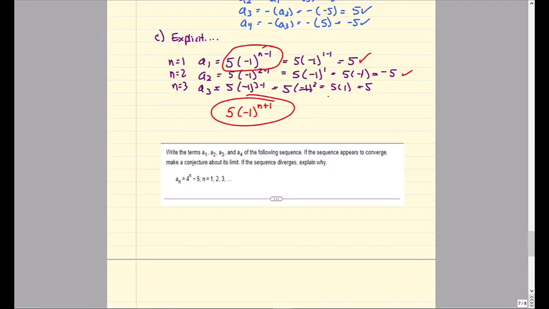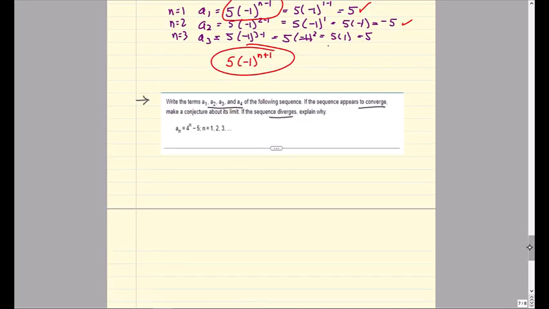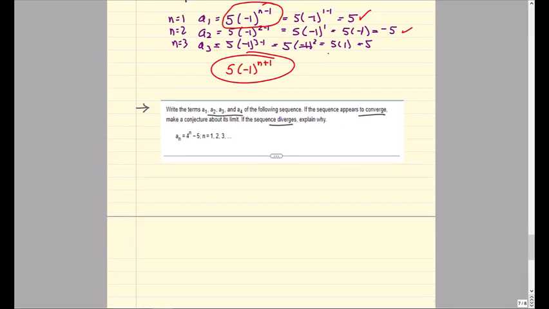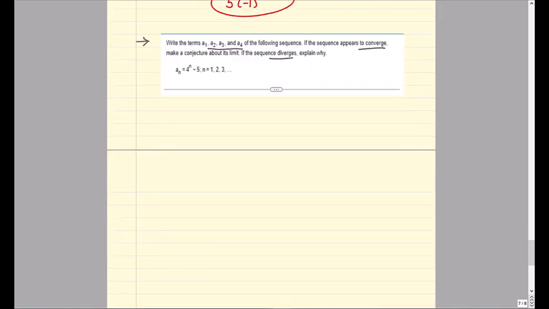Well, for this problem, we're given the sequence producing function, and we're asked to find the first 4 terms, and we're trying to decide if the terms of the sequence appear to converge or diverge. Okay, so we have to have an explanation there. Well, let's go ahead and start by working out the first 4 terms. So a sub 1 is going to be equal to n equal 1, because they're telling us our start value is n equal 1.